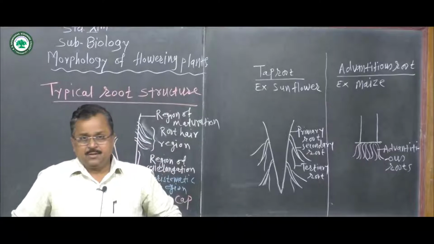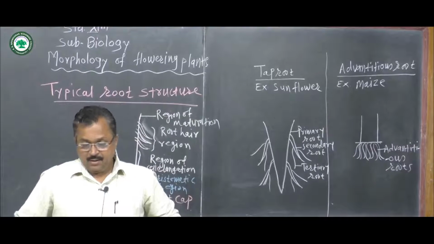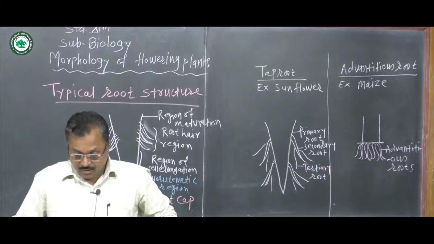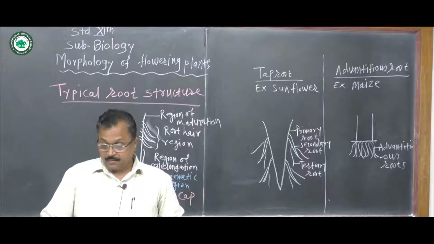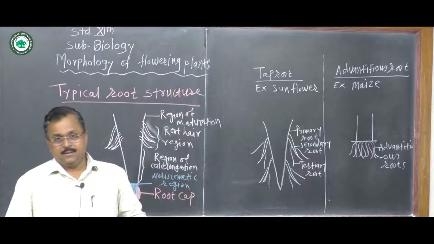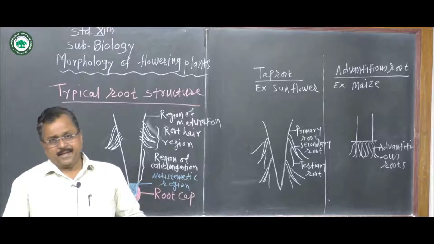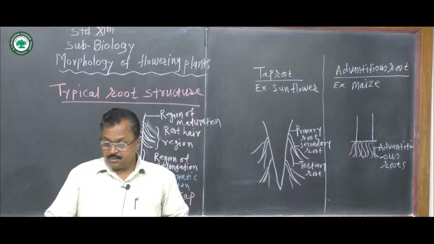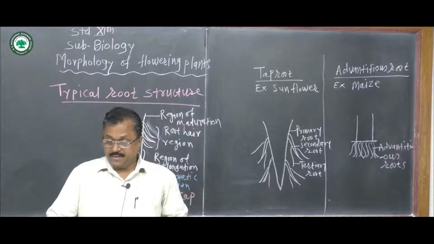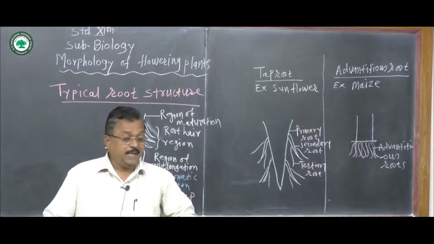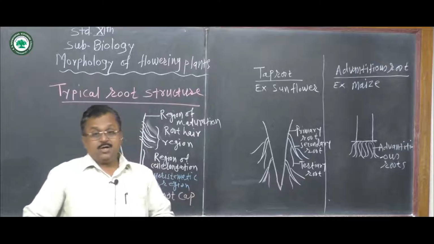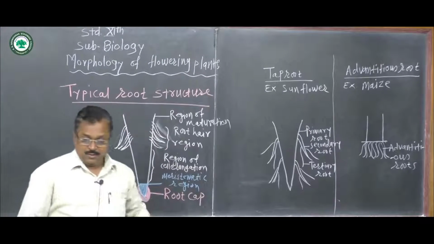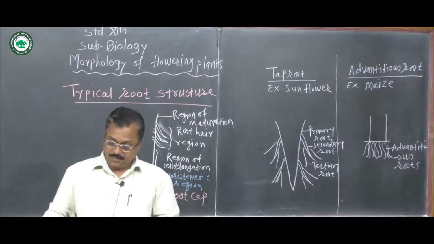In the previous lecture we have already seen the classification of angiospermic plants on the basis of habitat, then the morphology of angiospermic plants. It shows the root, stem, leaf, flower, etc. Then the structure of root, the characteristic features of root. The next point is the regions of a typical root, the structure of a typical root.